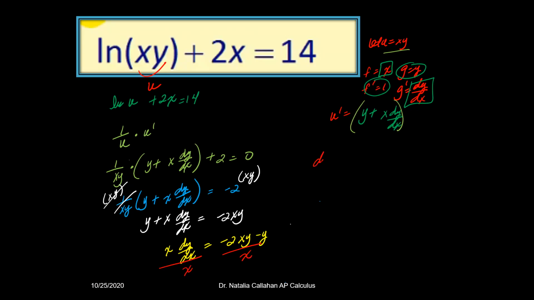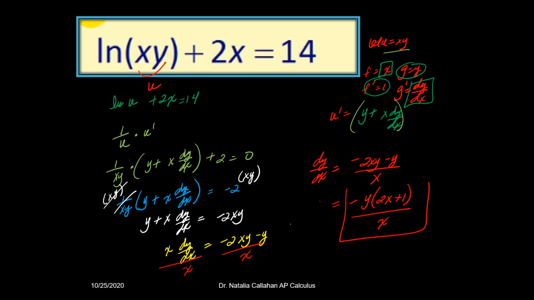So then I have dy over dx equals (-2xy minus y) over x. And that is my answer. Now, if you were to rewrite it, you could have a negative y factored out, so you have -y times (2x plus 1) over x. And that is your answer, with implicit differentiation, with a u substitution, and then also with a transcendental derivative for the ln.